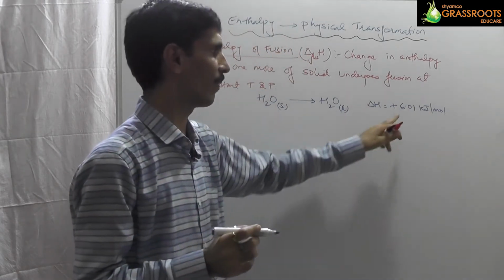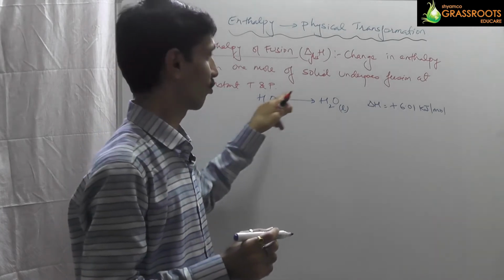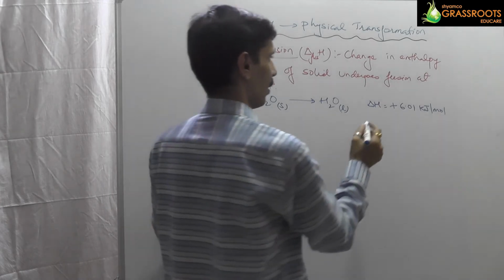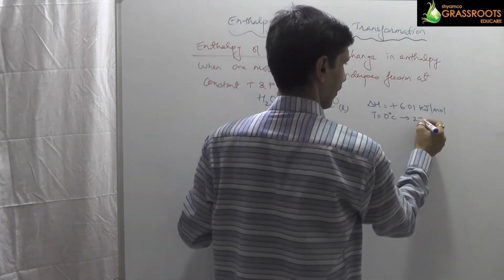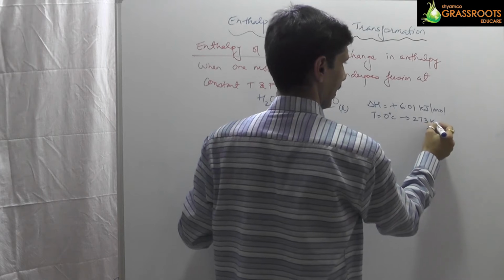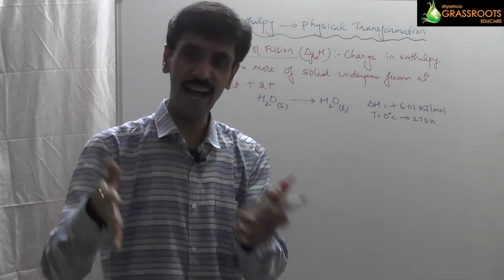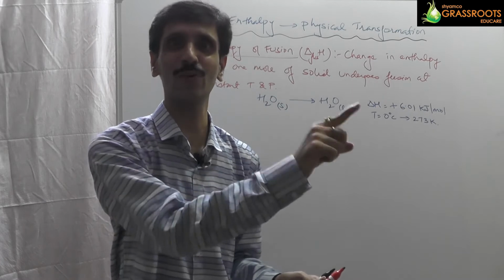So 6.01 kilojoules of energy अगर 1 mole of ice को दिया जाए, so it gets converted into liquid, that is water. याद रखिएगा दोस्तों, the temperature is 0 degrees Celsius or we call it as 273 Kelvin. Understood this part? Now what happens is that water I once again put it into the freezer. What is going to happen? It's getting converted into ice.